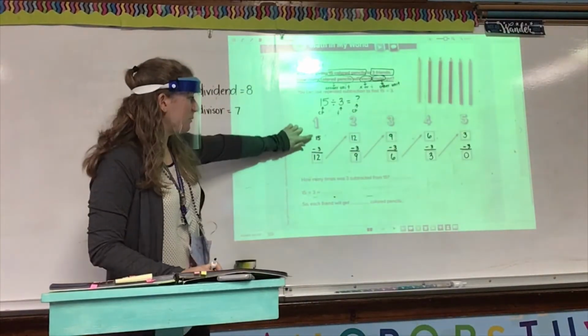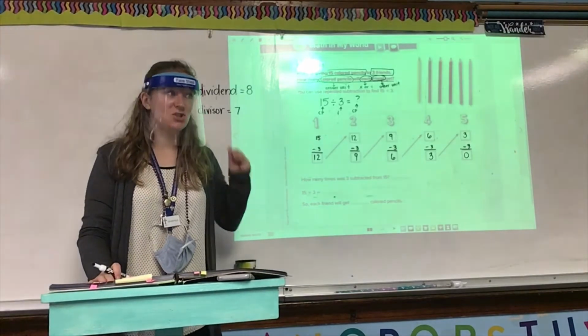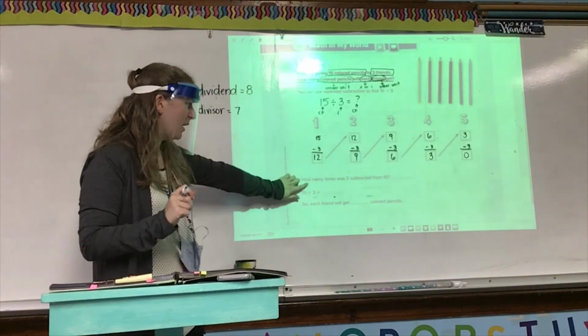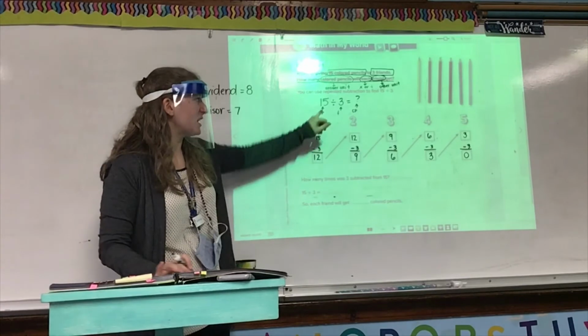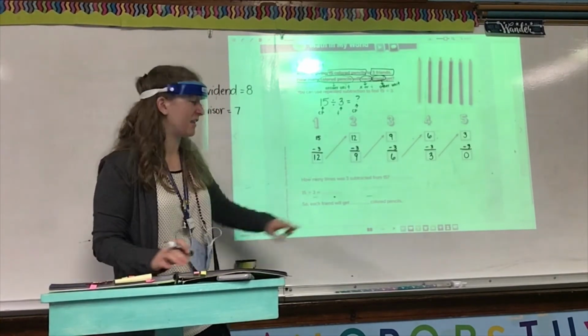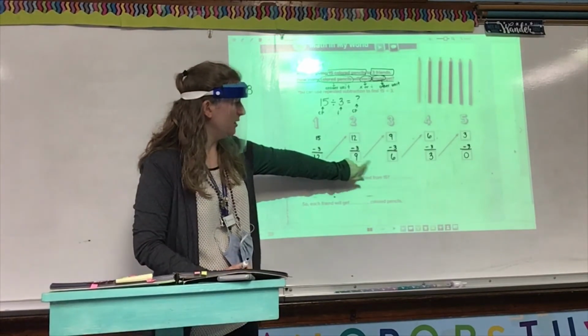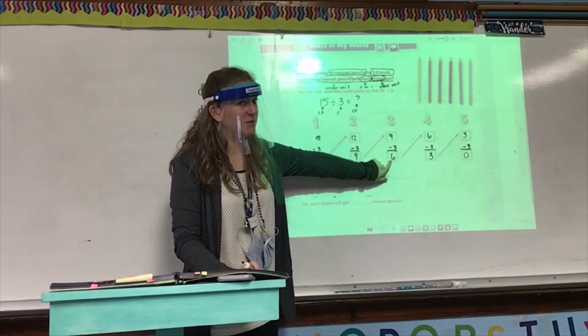So we started with 15 and we subtracted 3 each time until we got to 0. Now we can stop. And now to figure out what the answer to 15 divided by 3 is, we're going to count. How many times did we subtract 3? Count with me. 1, 2, 3. Wait for me to point to it.